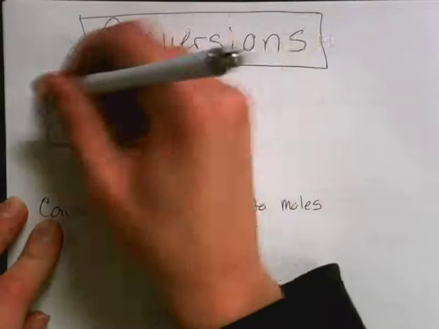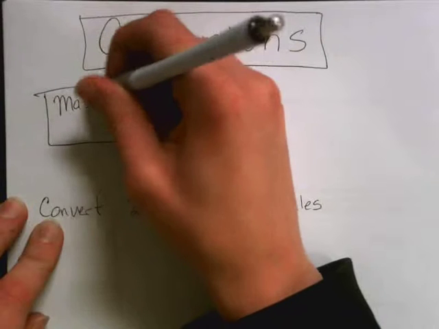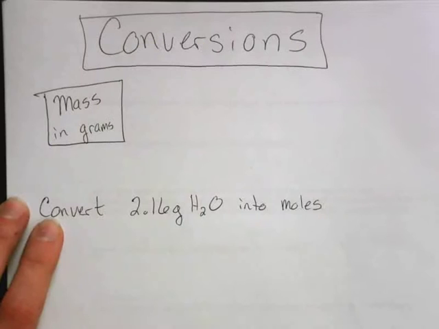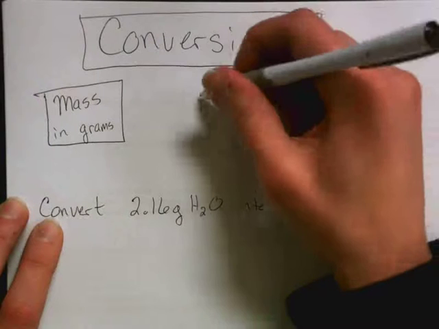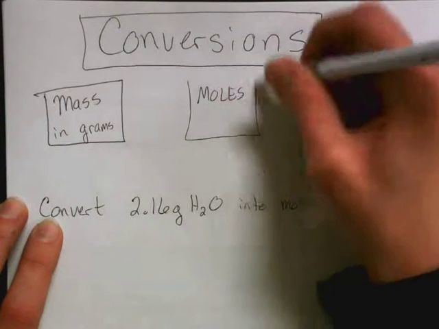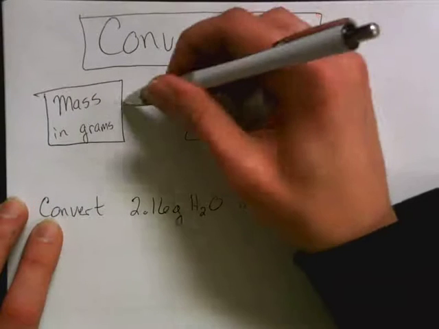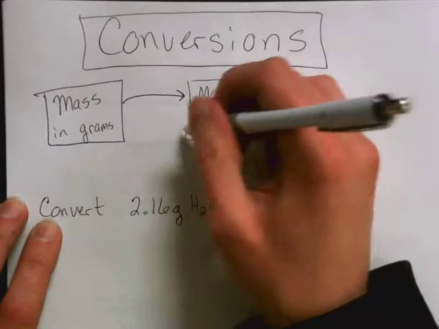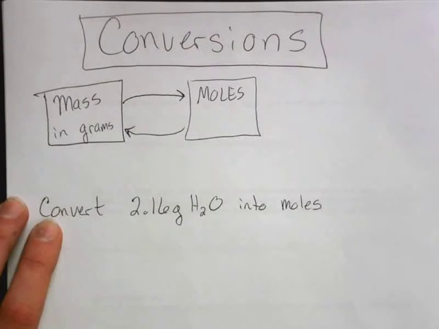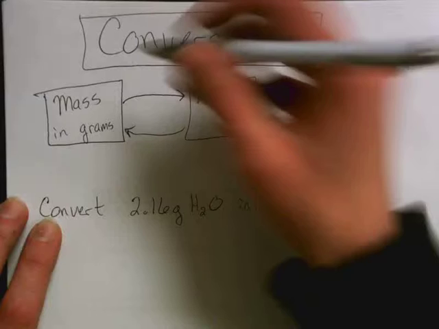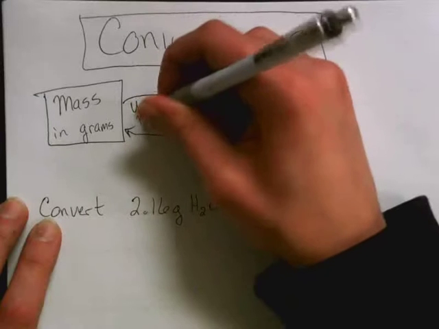So first, I want to show you this little mole map. If we have our mass, which is measured in grams, and I am trying to calculate moles, so I'm starting in grams and I'm going to moles, or if I'm starting in moles and I'm going back into grams, in order to go back and forth between mass and moles, I use my molar mass.